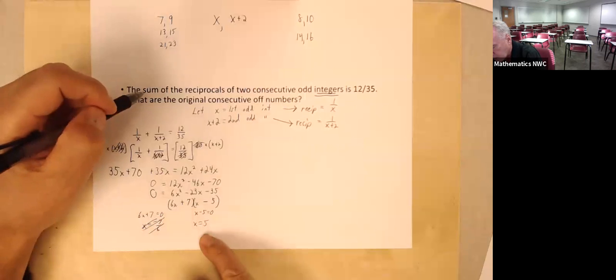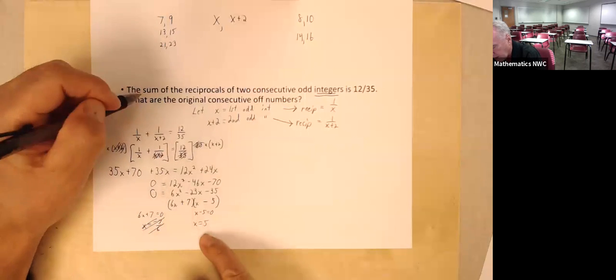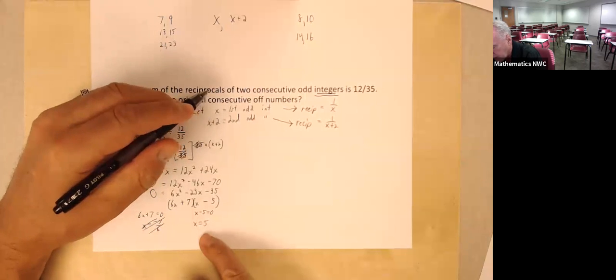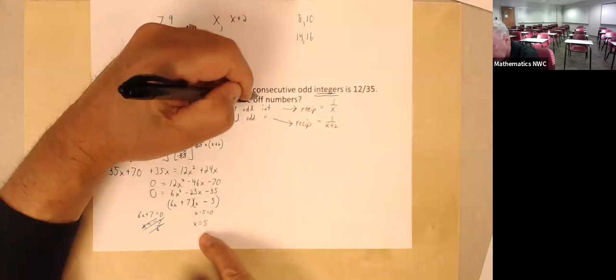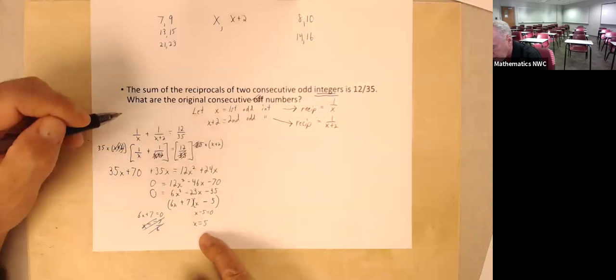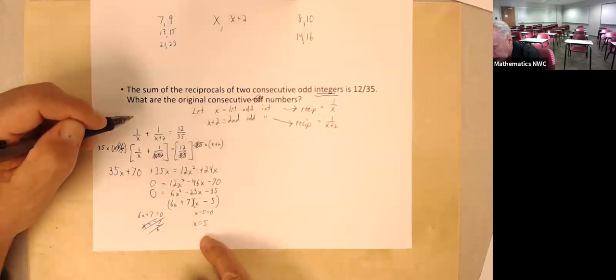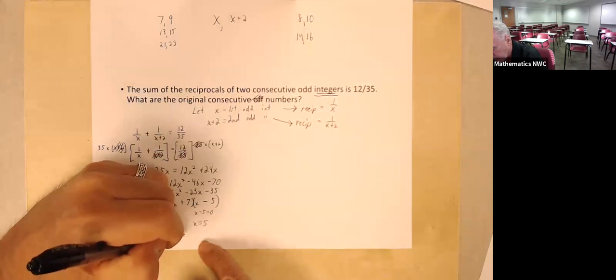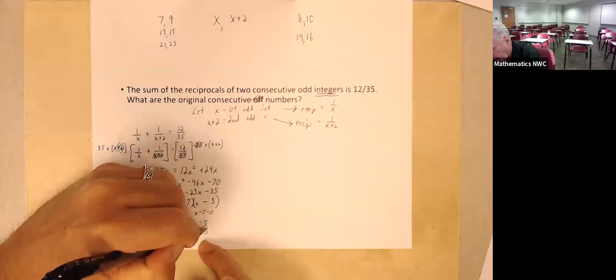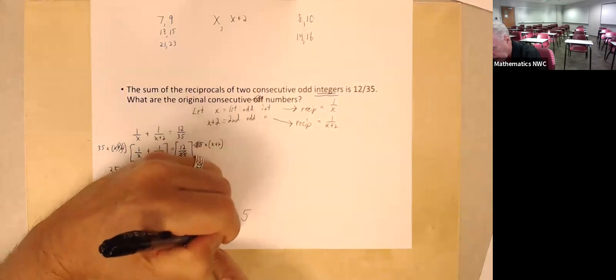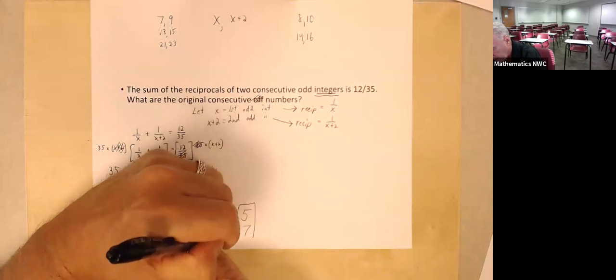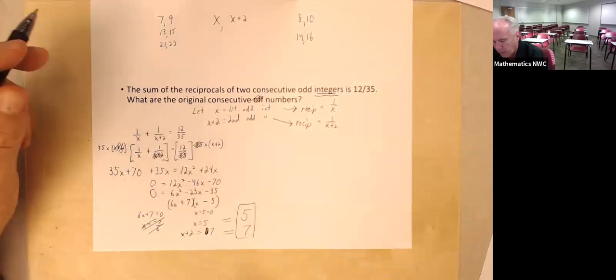So then the next one, they want, what are the original consecutive numbers? I'm not sure why that word is in there. Should be integers. So my two integers would be 5 and 7. Write that a little bit clearer here. Those would be my original two.